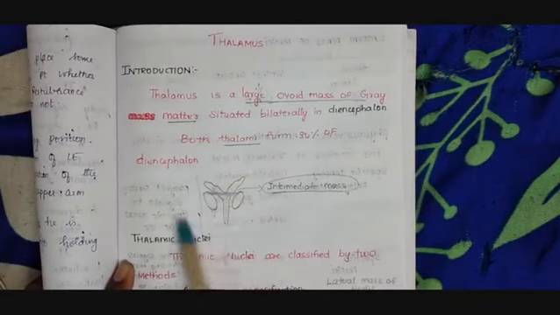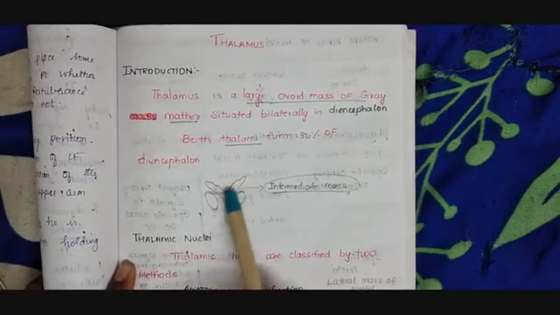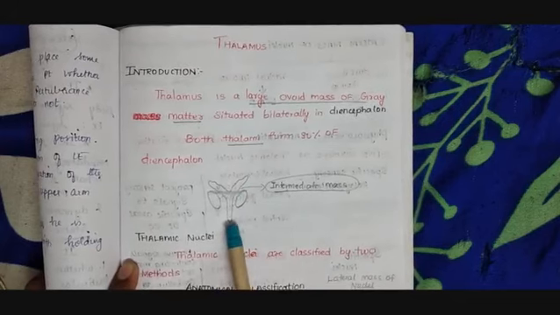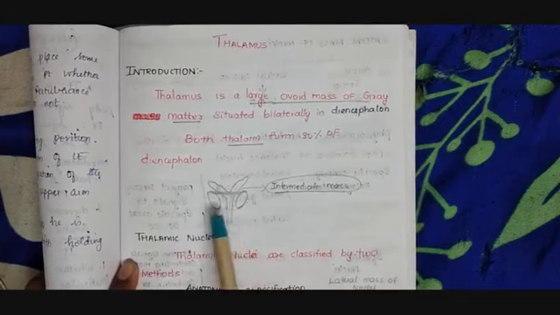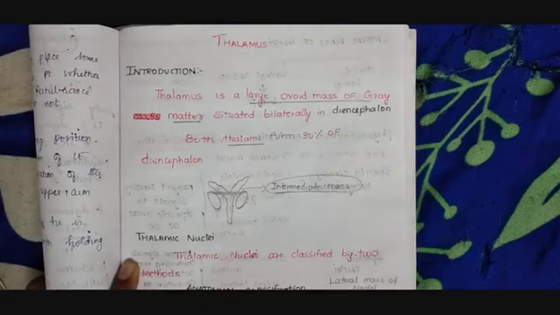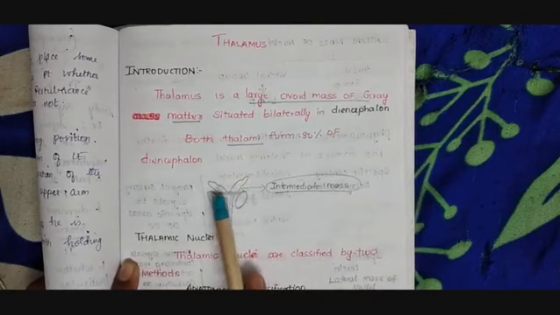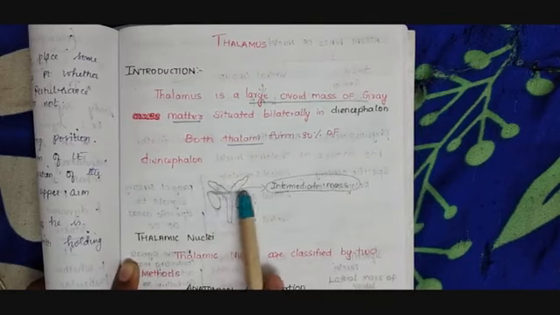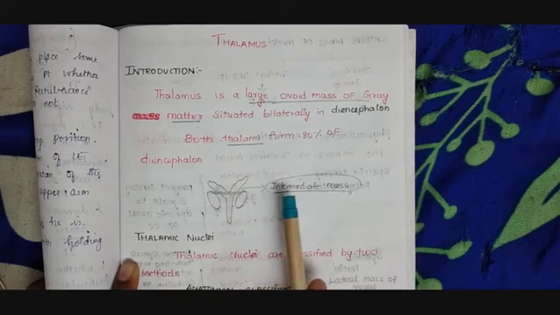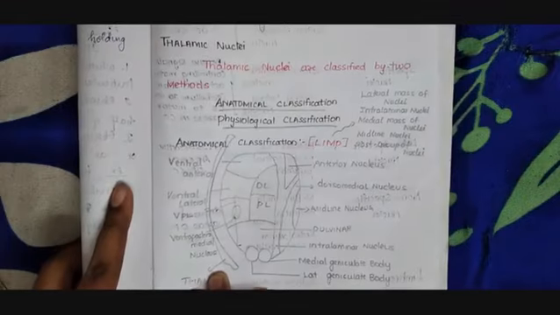I hope you can see this diagram. This Y-shaped structure is nothing but the third ventricle. On either side of this ventricle, we have a large ovoid mass of grey matter, which is nothing but the thalami. The rostral portion of both the thalami, that is the head portion, is connected to each other by means of the intermediate mass.